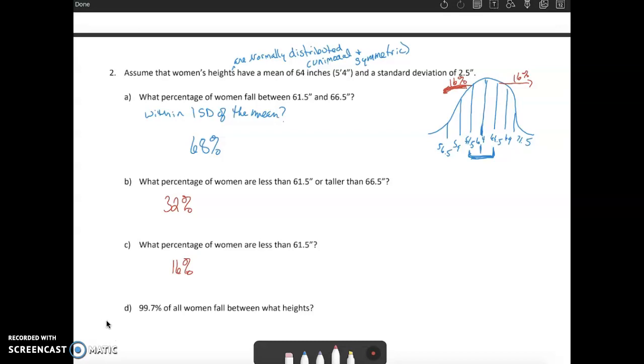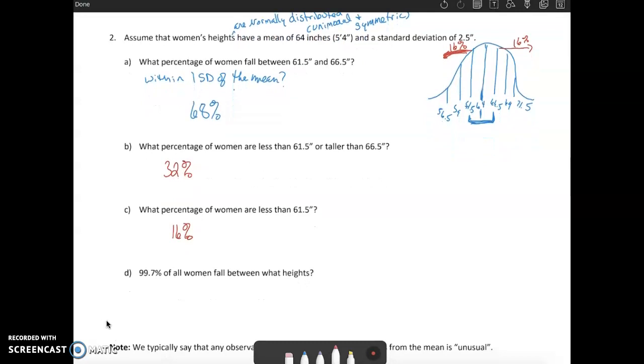99.7% of all women fall in between what heights? Okay, so I can use this image in the other direction. I already labeled the entire thing. I like to do that just so that I can answer any question they might ask. But 99.7 is the within 3 standard deviations. So for us, those values would be between 56.5 inches and 71.5 inches.